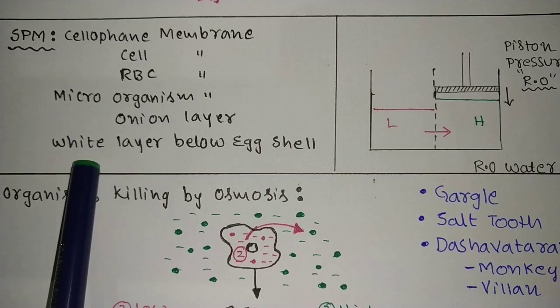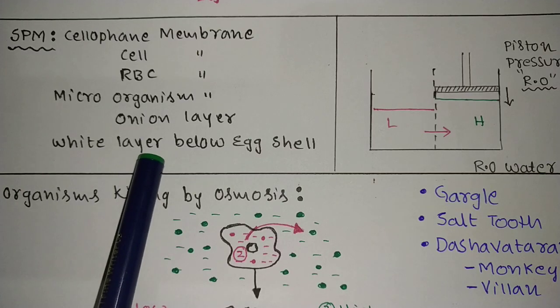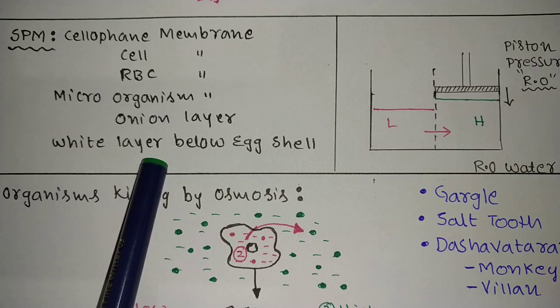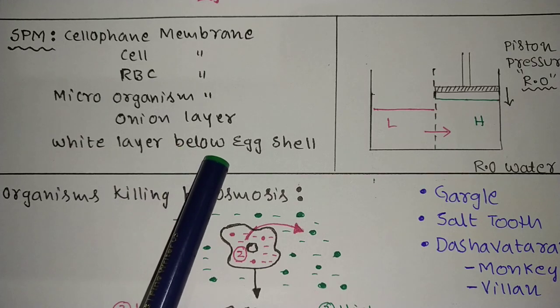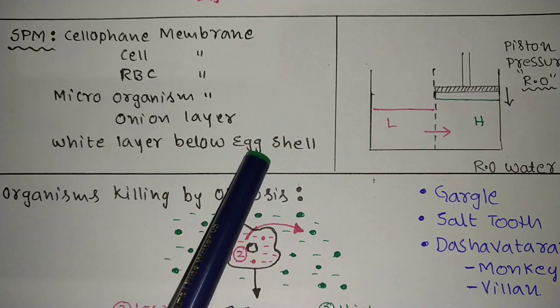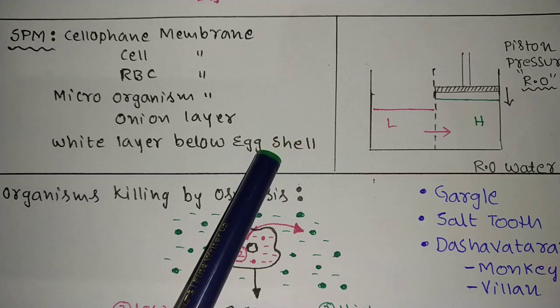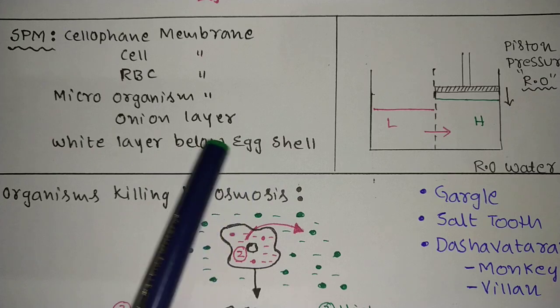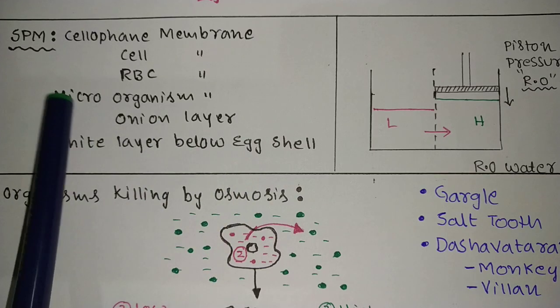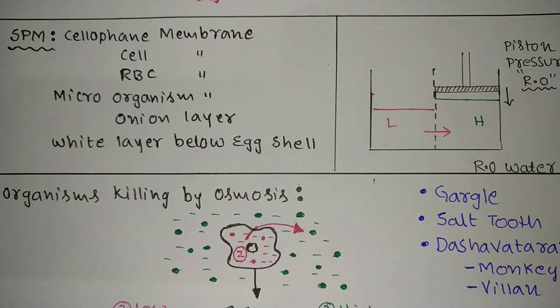And the next is a very thin white layer which is present below the eggshell. If you break the eggshell, below that you can find a very thin white layer, that also acts as an SPM.